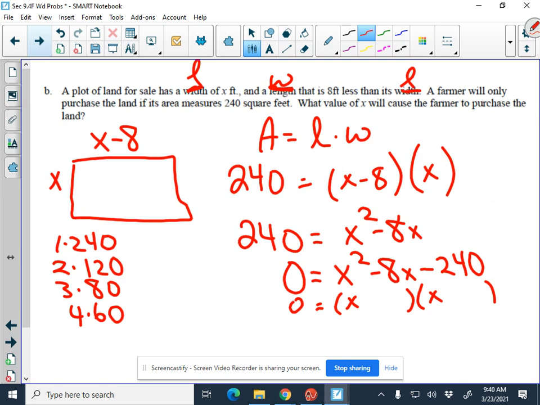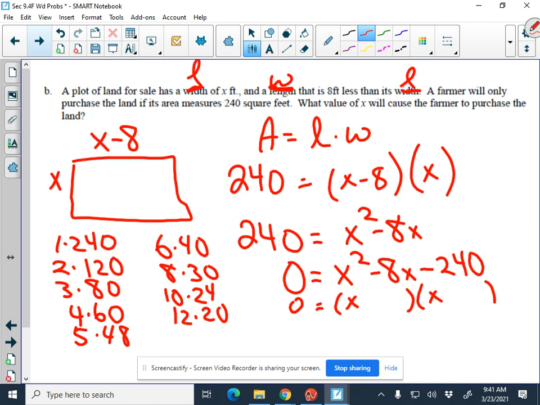But 5 times 48. 6 times 40. 7 doesn't work. 8 times 30. 9 doesn't work. 10 times 24. I'm going to subtract those. I don't get 8 yet. 11 doesn't work. 12 times 20. Ding, ding, ding. What happens if I subtract 12 and 20? I get 8. So we can stop there.